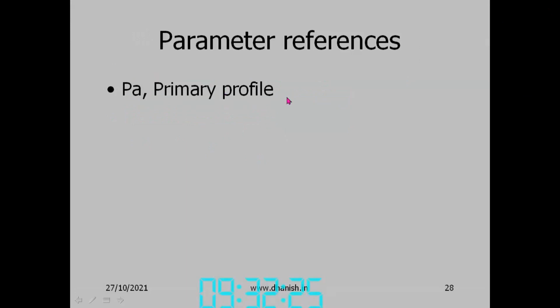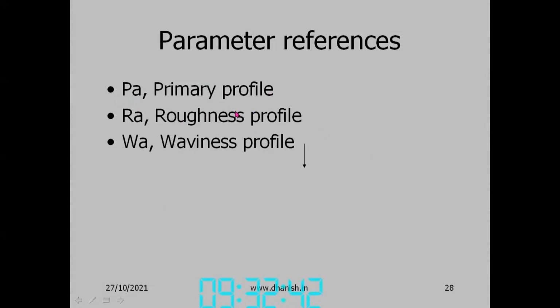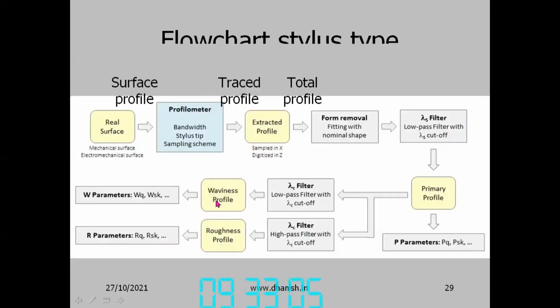So now we come to various roughness parameters. Once we split the primary profile into roughness profile and waviness profile, we can calculate parameters on either the primary profile, roughness profile, or waviness profile. Accordingly, parameters based on the primary profile are denoted by the letter P, roughness profile by the letter R, and waviness profile by the letter W. So the first letter stands for the profile which you are choosing to calculate the parameter.